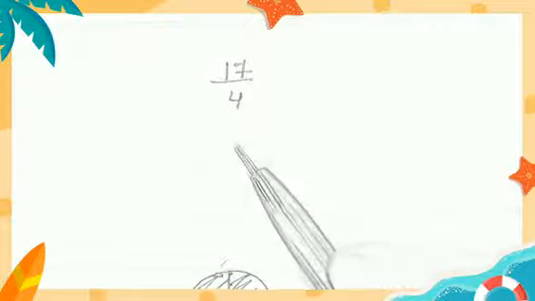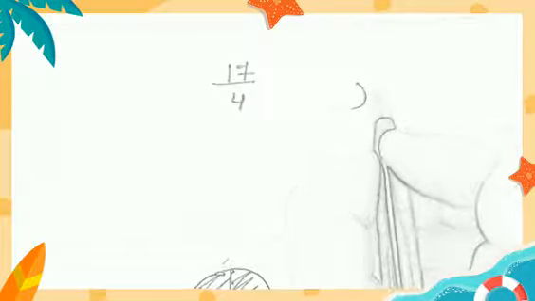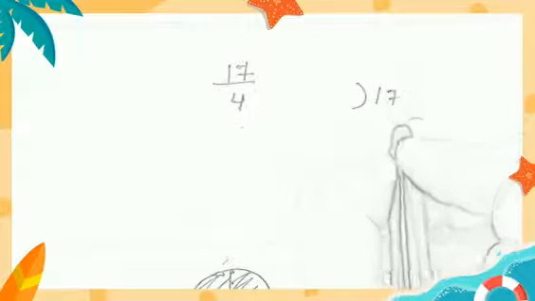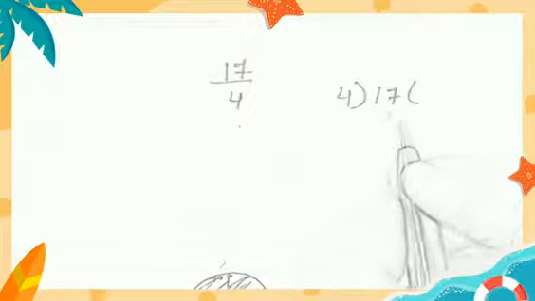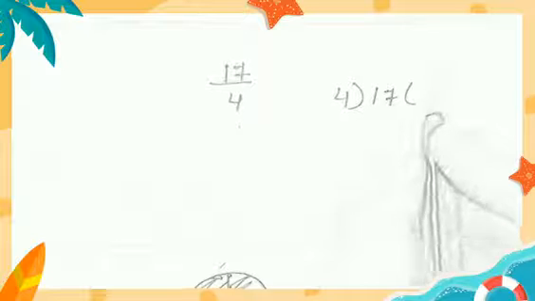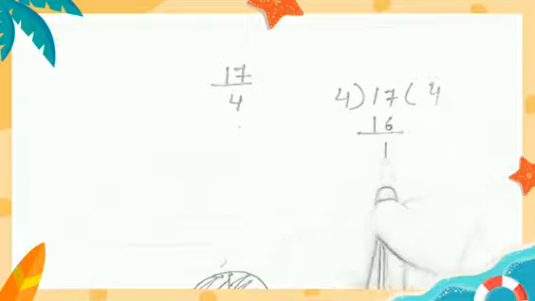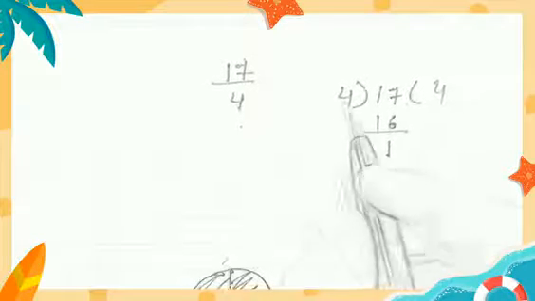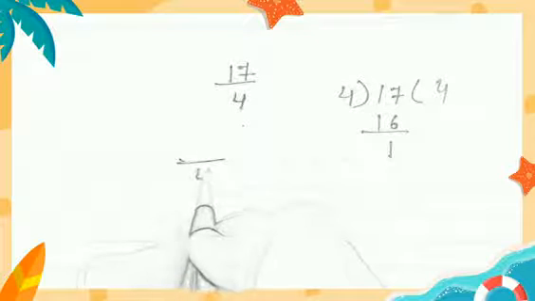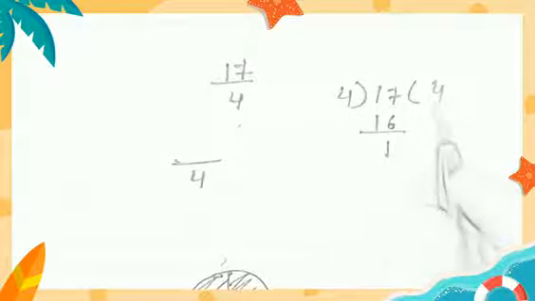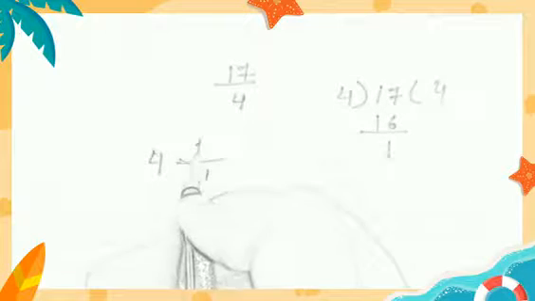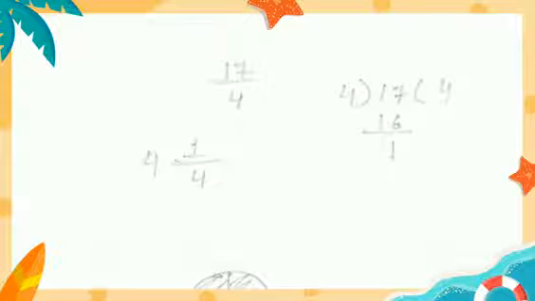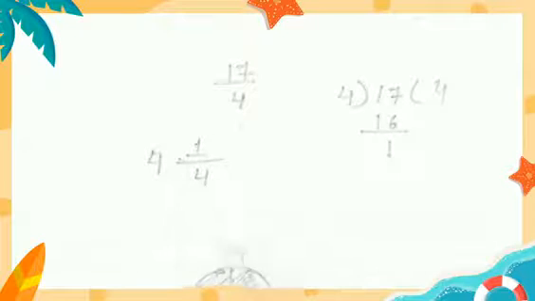This is an improper fraction. Divide. Write the numerator 17 as the dividend and 4 as the divisor. Read the table of 4 in the number 17. 4 4s are 16. Write the divisor as the denominator, the quotient as the integer part, and the remainder as the numerator. So it has been converted into a mixed fraction.